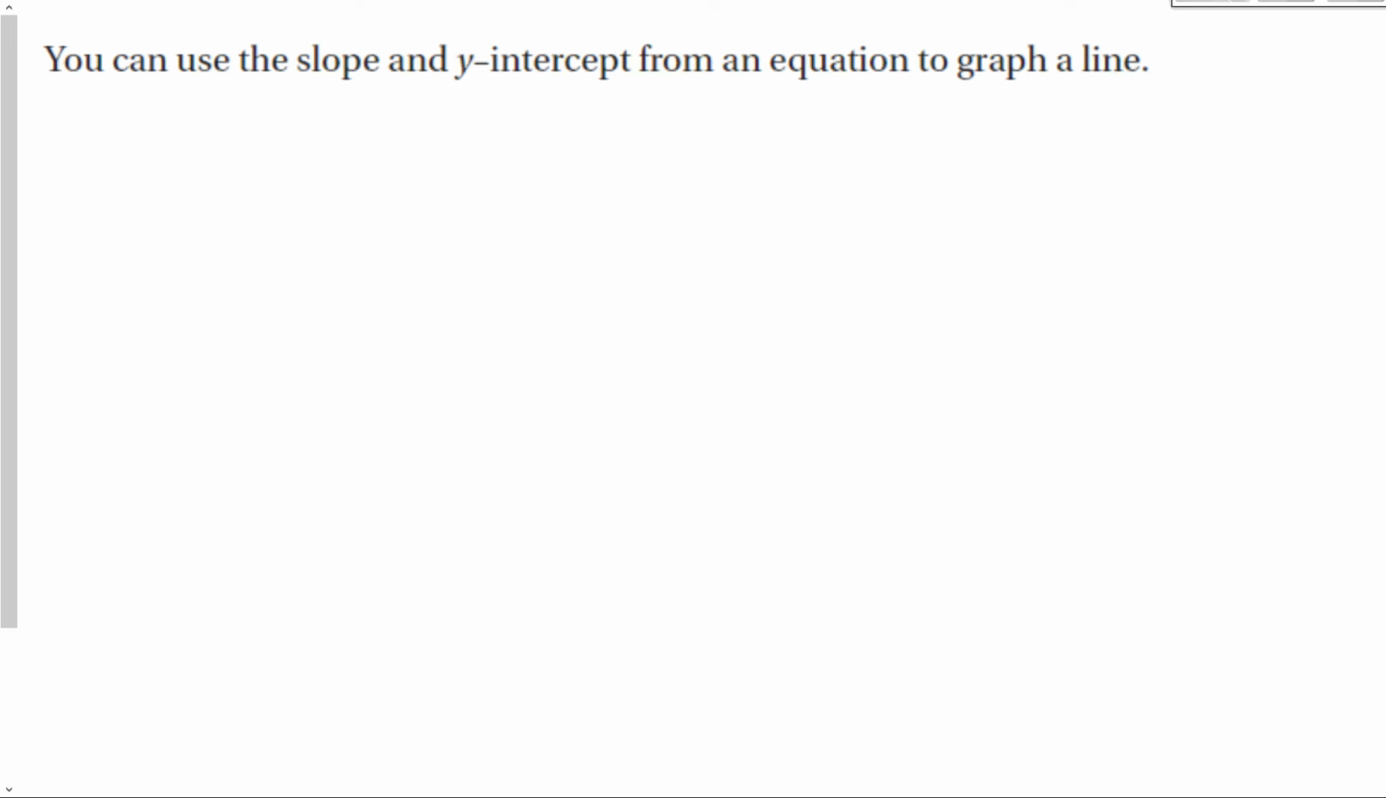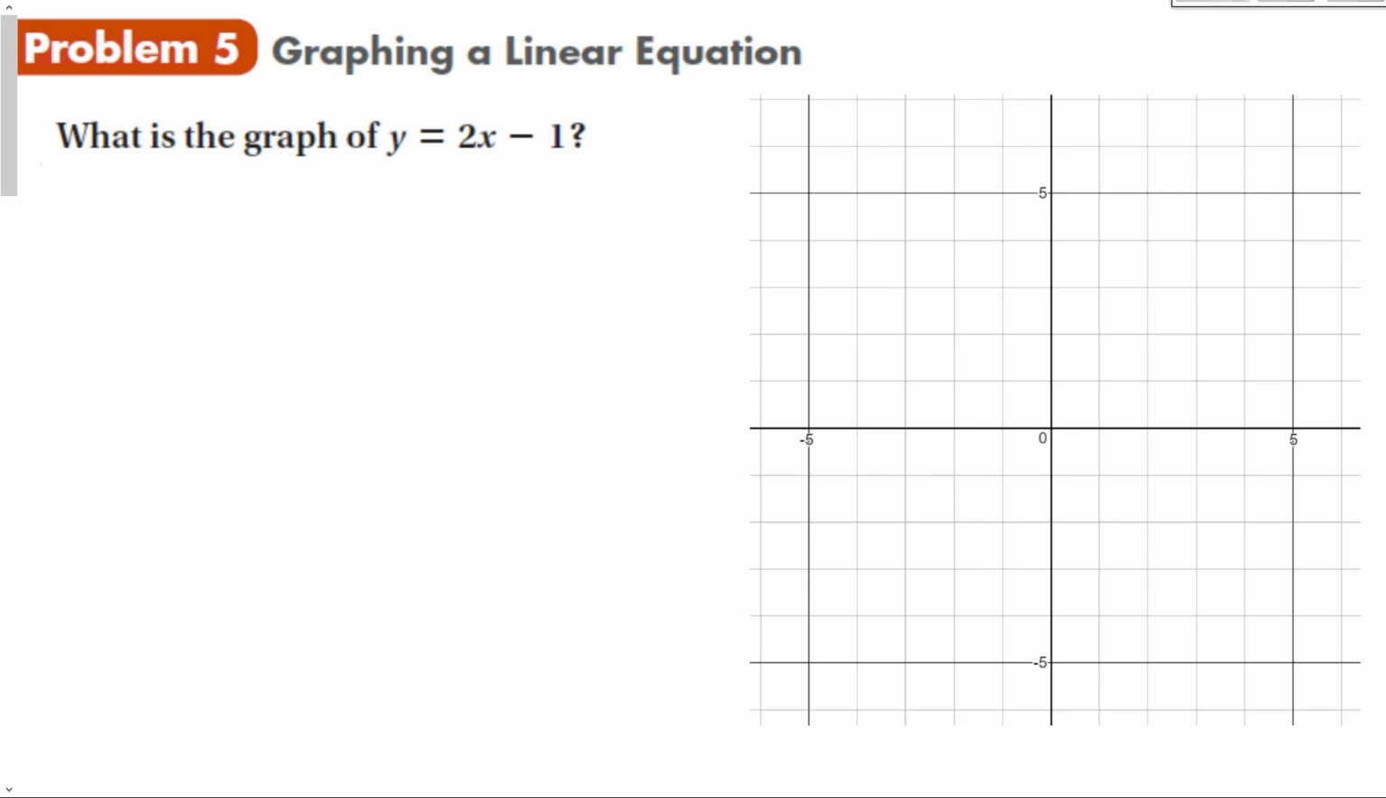Okay, so the point of all this is that we can use the slope and the y-intercept from an equation to graph the line. Graphing is probably the most important thing that we can take away from this section. So what is the graph of y is equal to 2x minus 1? The easiest way to graph a line is to put it in slope-intercept form. Thankfully, it's already in slope-intercept form, and I can tell that because the y is by itself. So once I have this equation in slope-intercept form, start with the intercept. Put a dot at y is equal to -1.